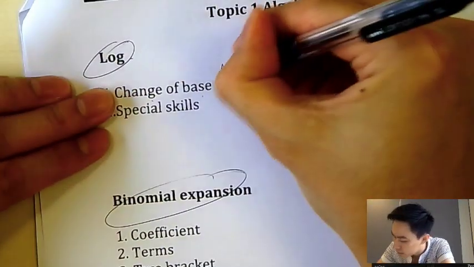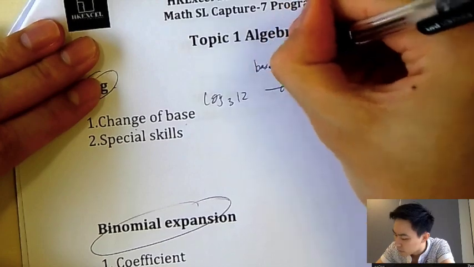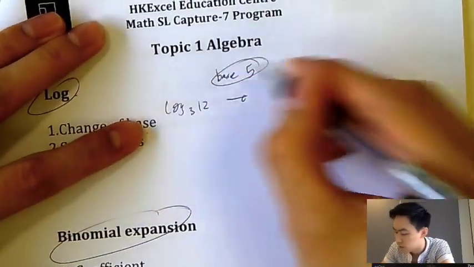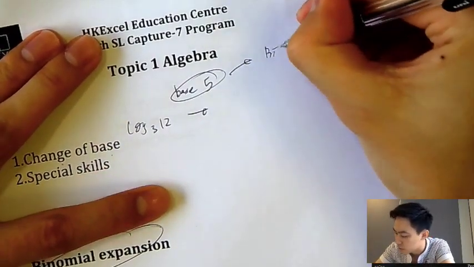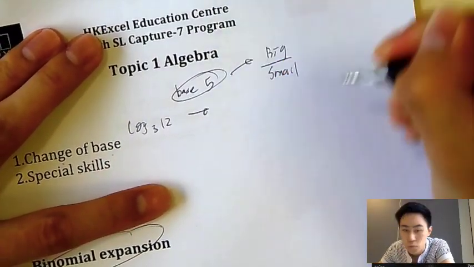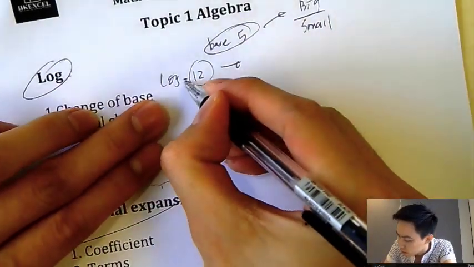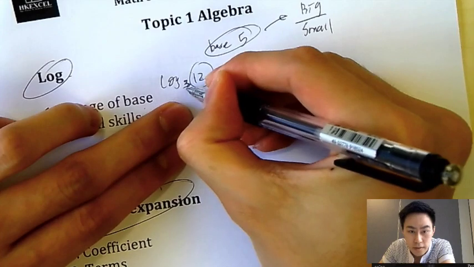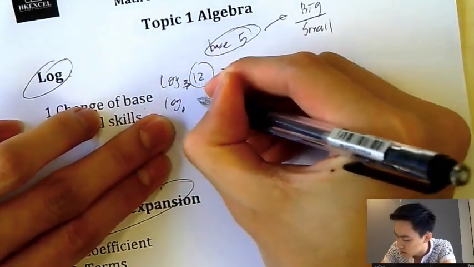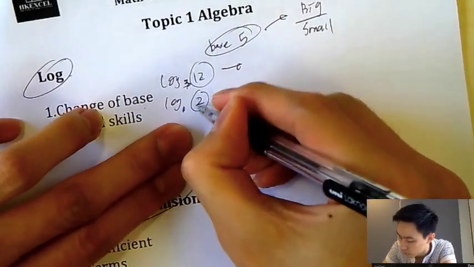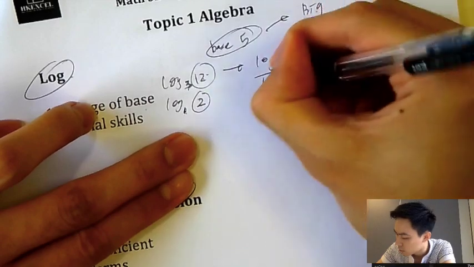Let's say if I give you log base 3 of 12, how do you change the base to 5? You can actually use the data booklet, but usually I just memorize it this way: big over small. This is the fastest way. You look at this number, and it is bigger than the base. So, base, big over small: log 12 over log 3.